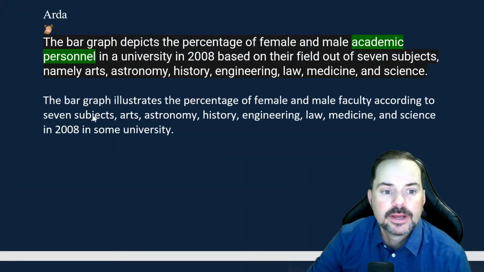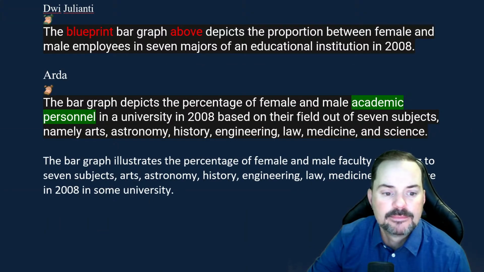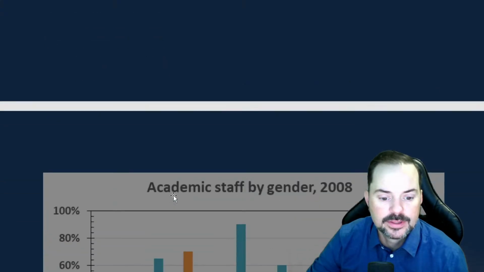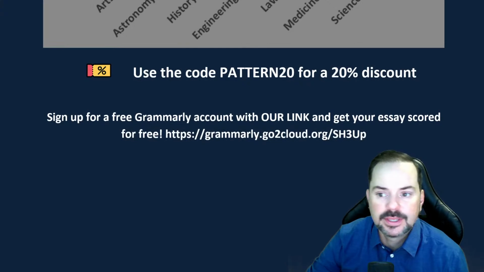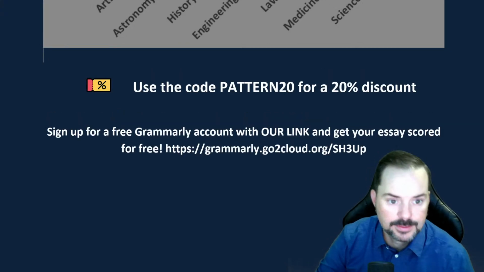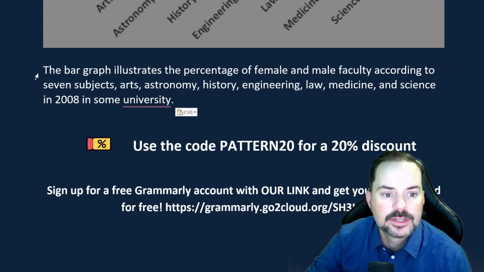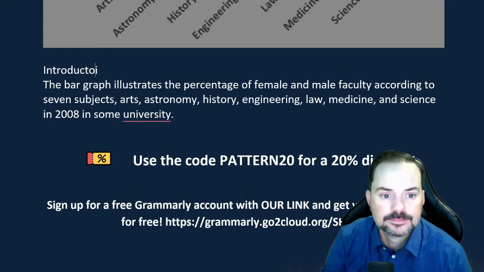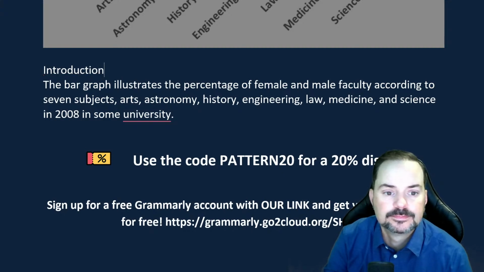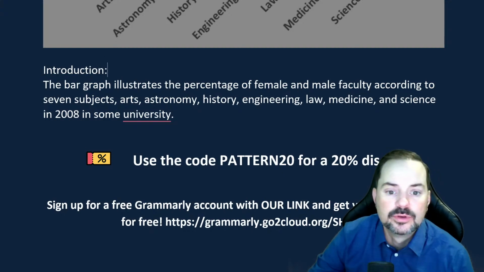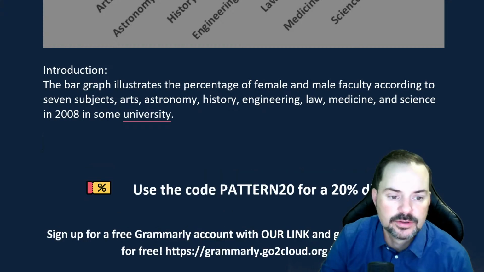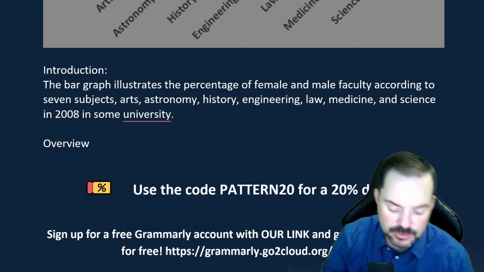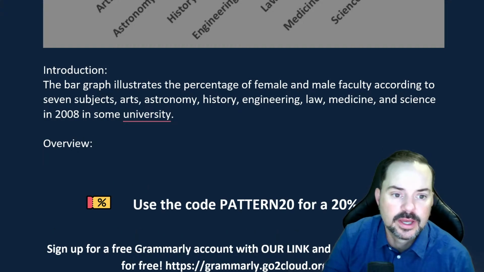While I start writing this overview, I'm going to grab my introduction here and take that out and then stick it in underneath here. Okay, so this is the introduction. Again, you do not need to write the introduction in the IELTS, or you do not need to write the overview. This is just for your learning that I'm doing this. Okay.